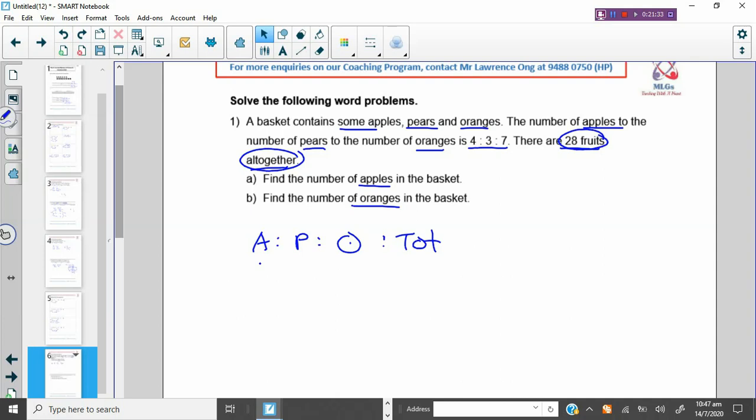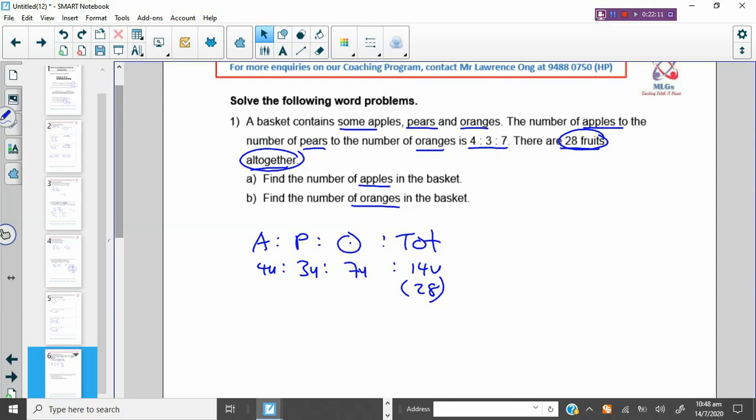So I have 4 is to 3 is to 7. And what is the total number of units? It doesn't mean there are 4 apples, 3 pears. No, they are just a representation, which means that there are 4 units of apples, 3 units of pears, 7 units of oranges, and altogether there are 14 units of fruits. So it's just a representation. It's not the actual number. And there are 28 fruits altogether. This is the important number, or I call it the actual number.